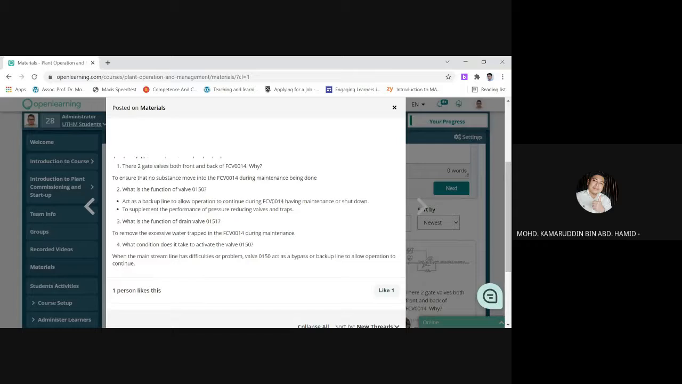Okay. When you want to activate the bypass, then you open the 0150 valve. Okay. How much? Depending on the set point given by the control valve. The control valve. Okay. Berapa persen dia punya opening?